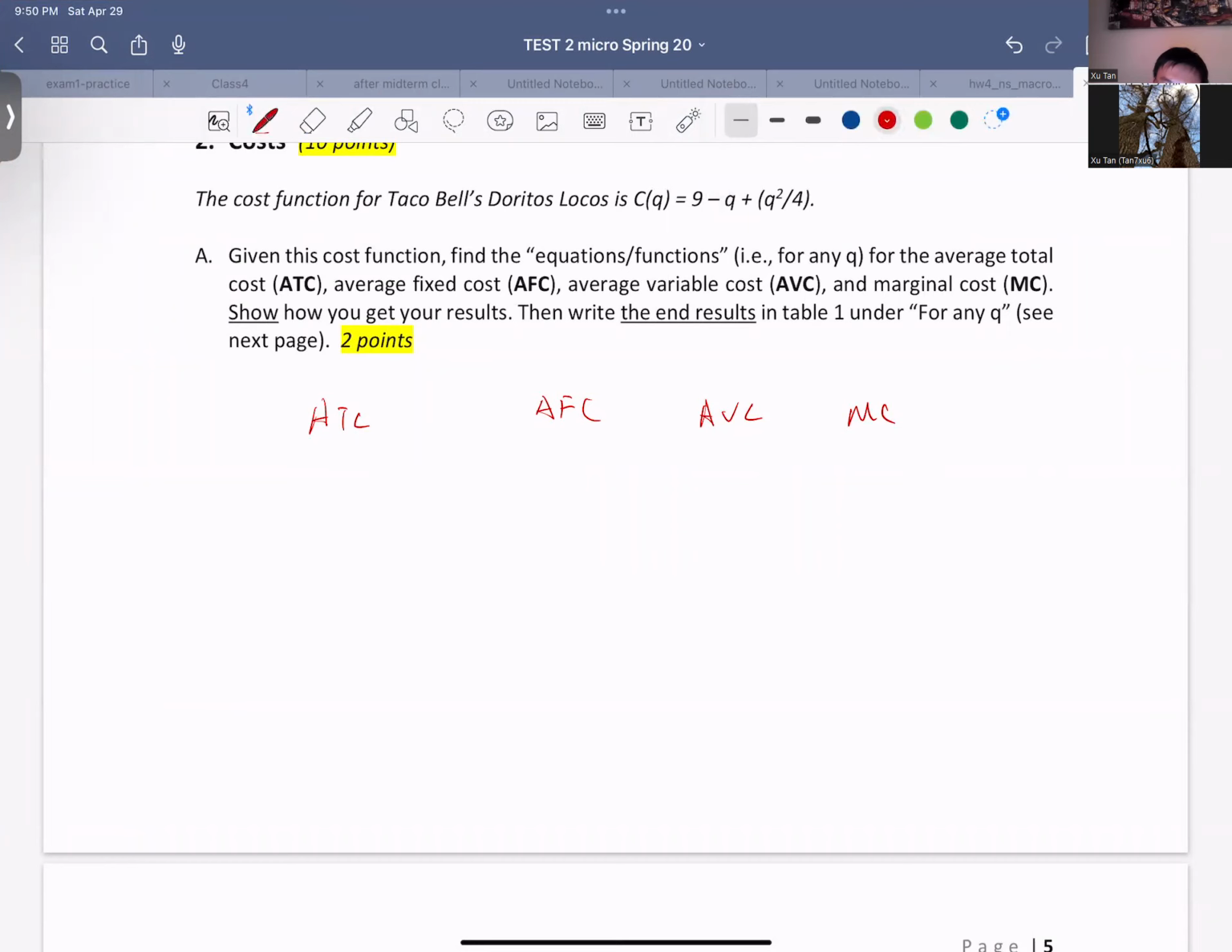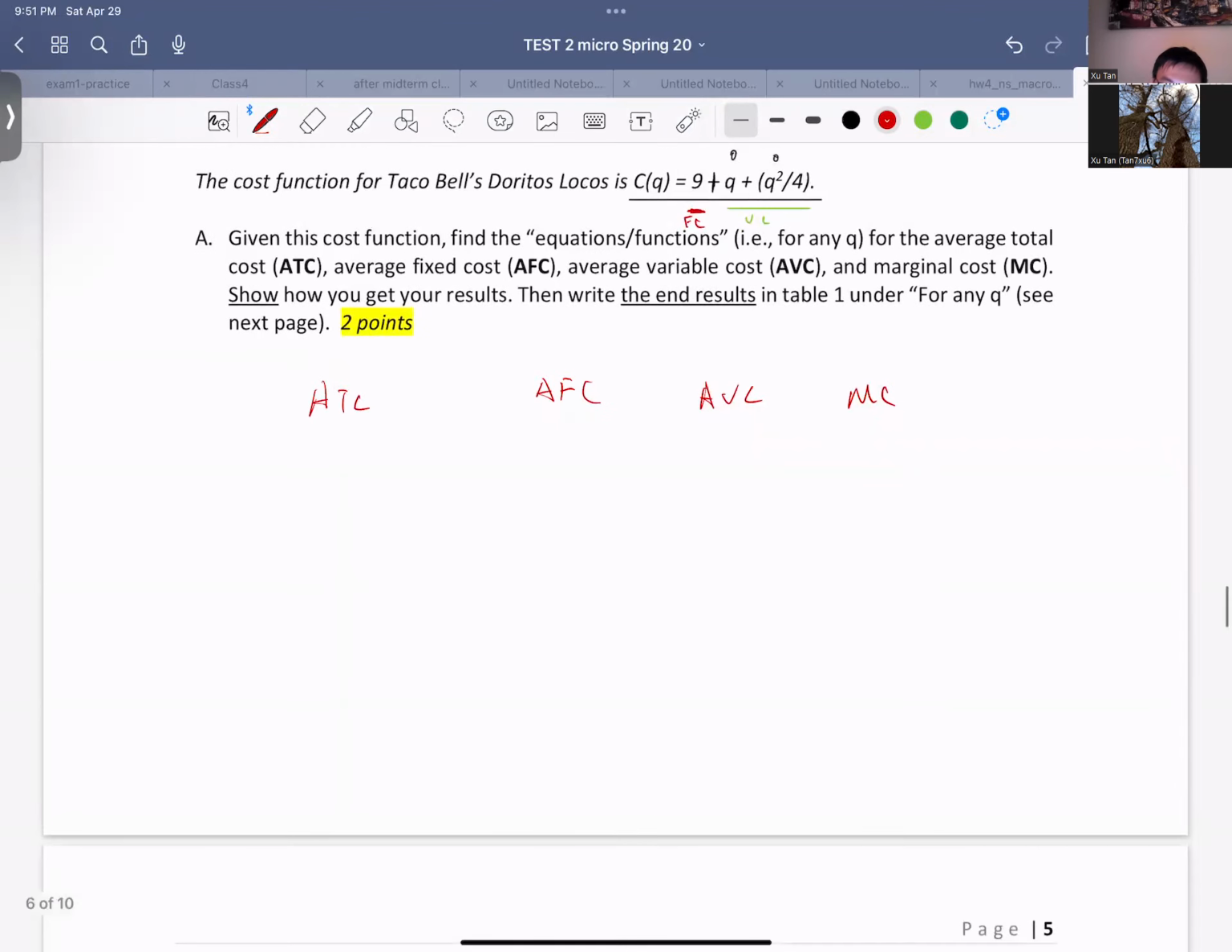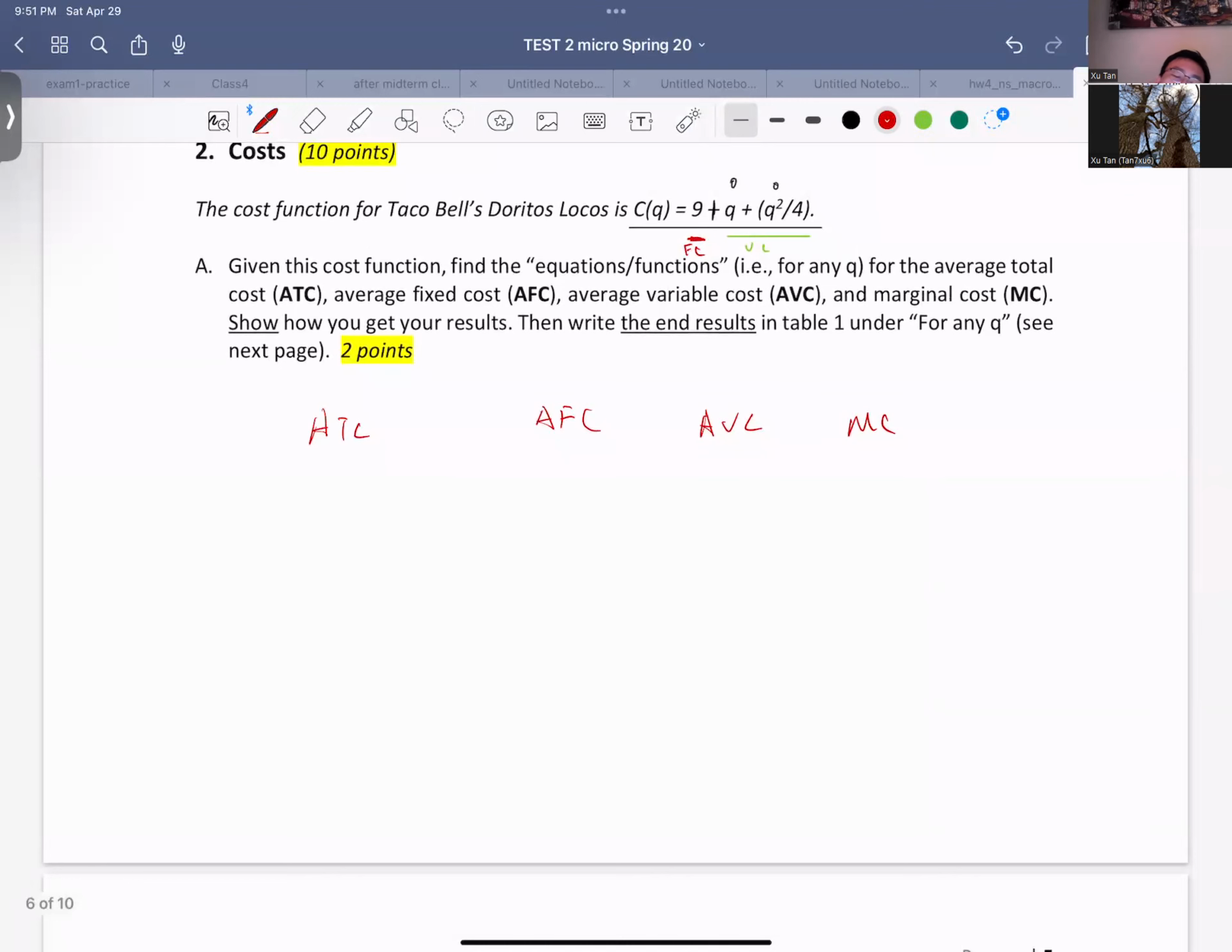So this is the total cost function. This is 9. When quantity equals 0, you have $9 of cost. So the 9 is fixed cost. And anything else with respect to Q is variable cost. Now we have average total cost, average fixed cost, average variable cost, and marginal cost.